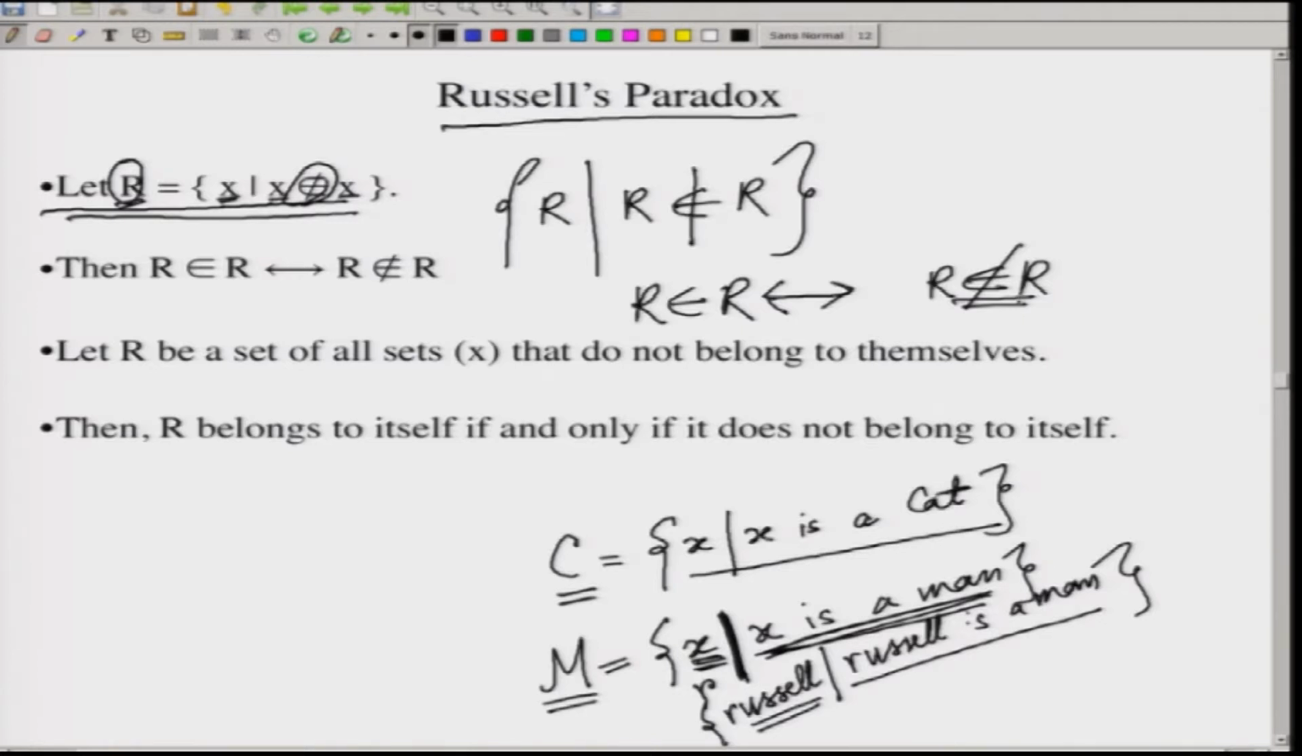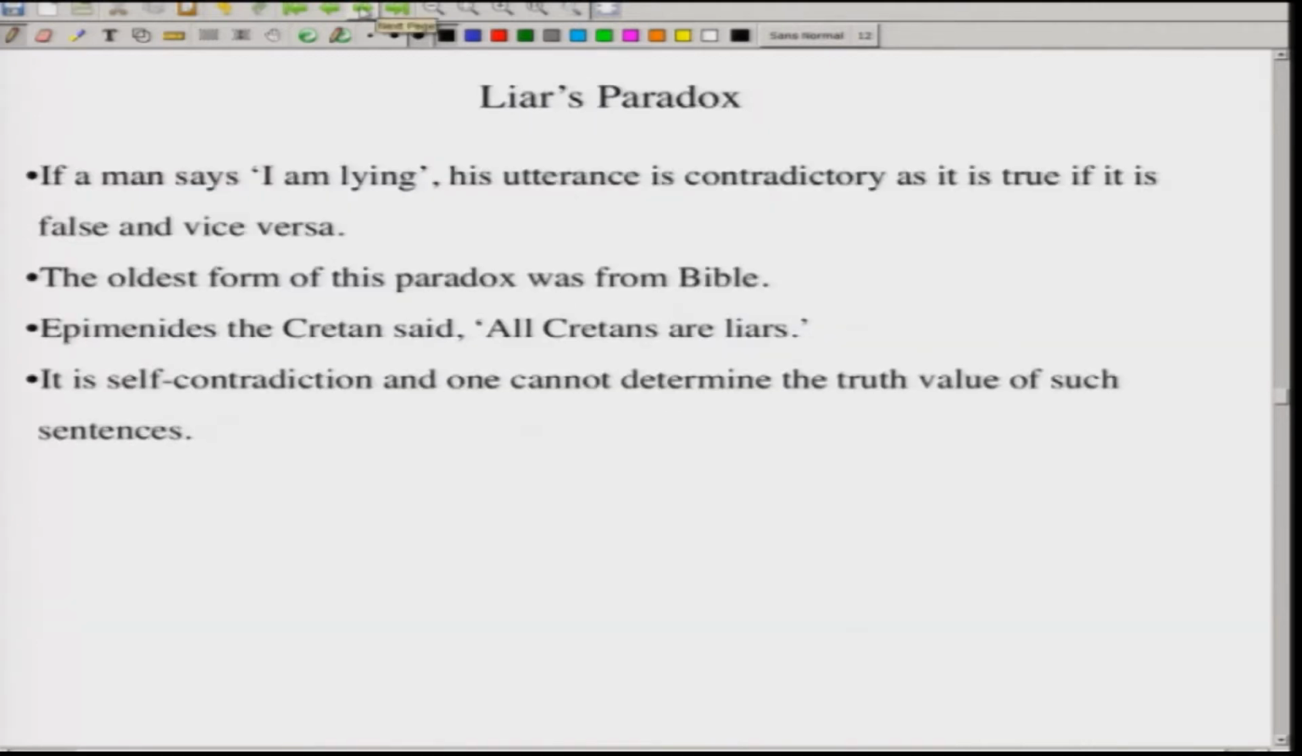So this is the problem, this is the paradox: R belongs to itself if and only if it does not belong to itself. This was a mathematical version of the liar's paradox we just mentioned. Now we will talk about the liar's paradox in detail.